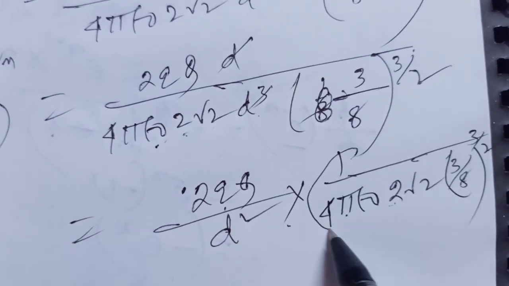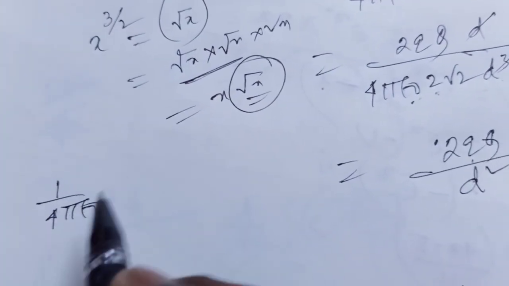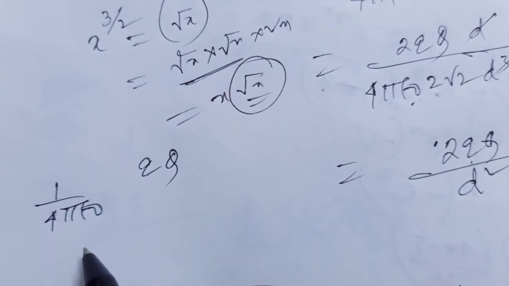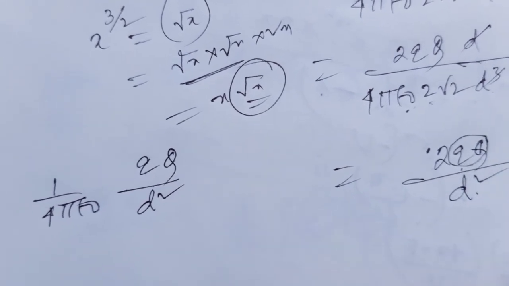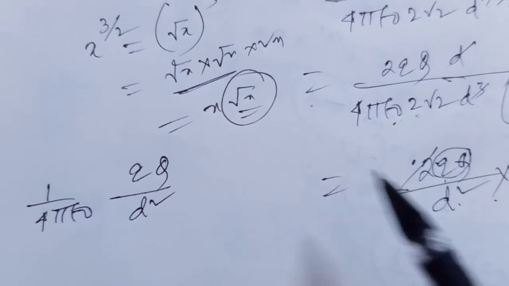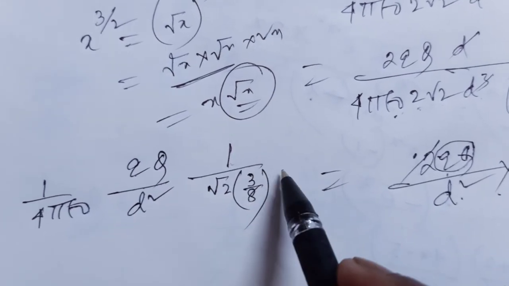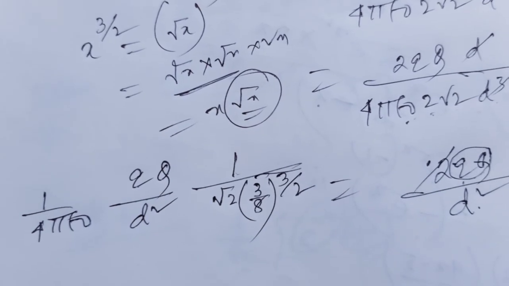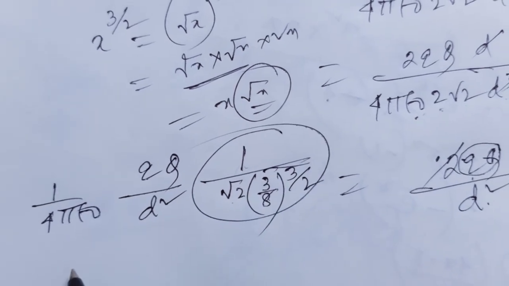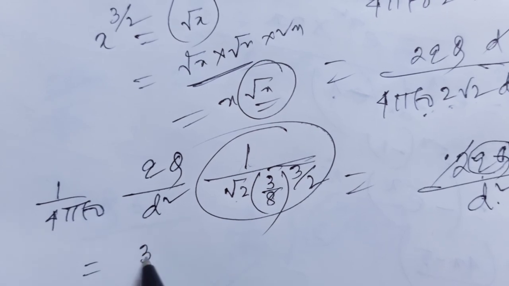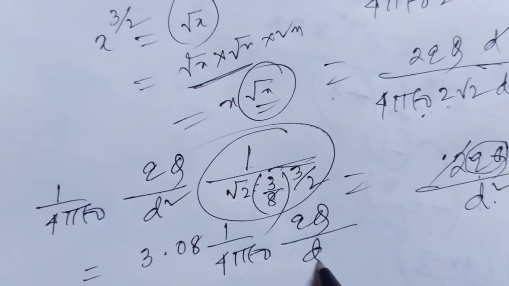So you can write that particular value, since this is a specific value, 9 into 10 to the power 9. So 1 by 4 pi epsilon naught into QQ by D square. It is a specific QQ by D square 4 pi epsilon naught. So 2 by this one, 2 cancel each one. So 1 by 2 root 2, root 2 into 3 by 8 whole to the power 3 by 2. So root 2 into 3 by 8, and this value will be approximately 3.08. So this value is 3.08 into 1 by 4 pi epsilon naught into QQ by D square.